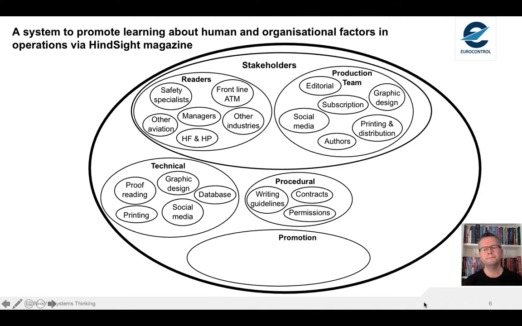And then there's promotion, and the first aspect is via Skybrary, since Skybrary is one of the main places where the magazine is hosted digitally. So that's a website, a wiki-style website. And it's promoted via Skybrary, via social media, and also via email via Skybrary. It's also hosted on the Eurocontrol website, and so that's another thing that needs to be considered in producing and promoting the magazine.